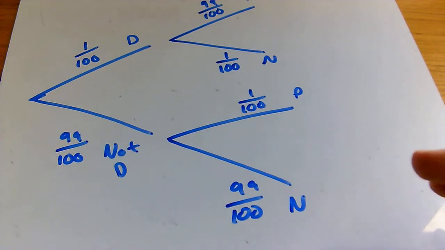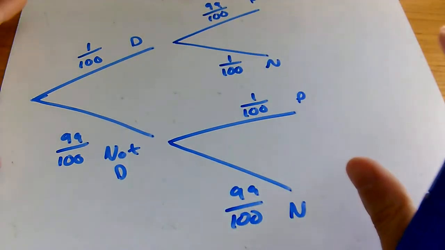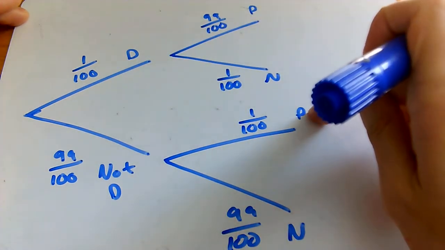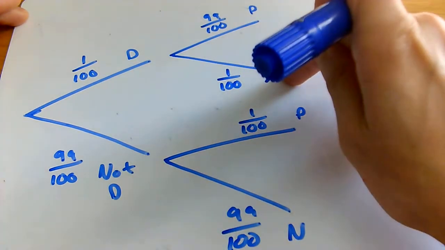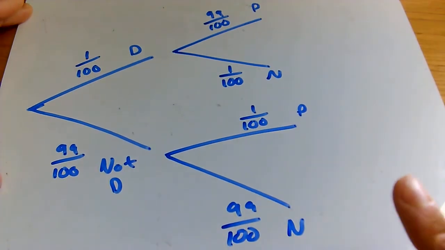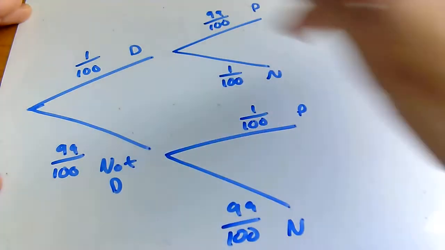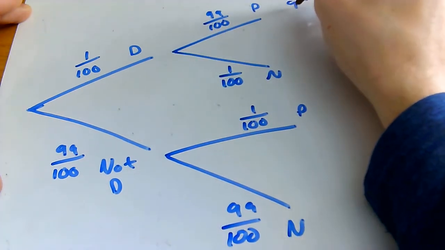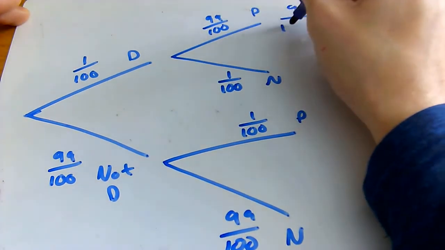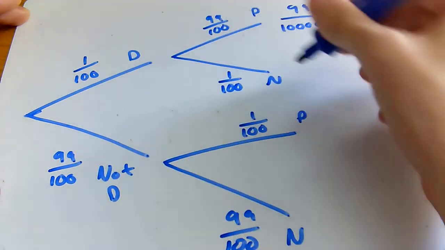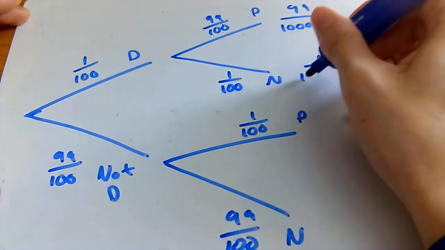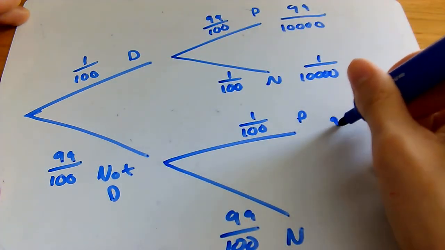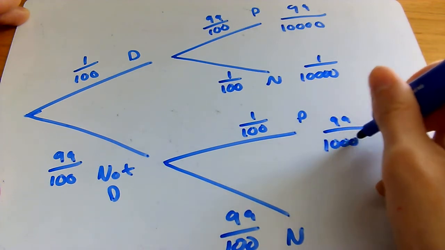So given that you test positive, that means that we're dealing with this scenario. This scenario and this scenario are impossible because you did not test negative. We can work these out now, just put them on. So disease and positive, that's 99 out of 10,000. Disease and negative is 1 out of 10,000. Not disease and positive is also 99 out of 10,000.